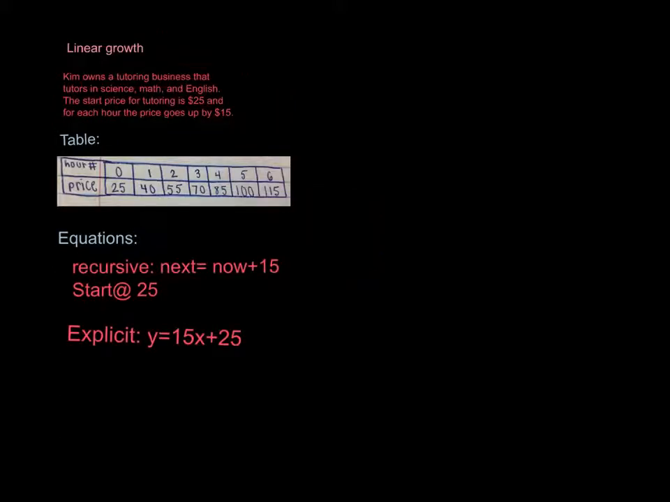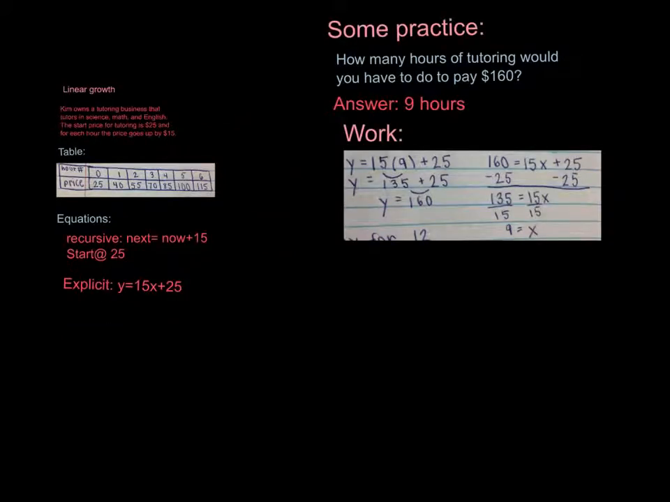Now for our equations. Our recursive equation would be next equals now plus 15, and we started at 25. Our explicit equation would be y equals 15x plus 25. Now for some extra practice. How many hours of tutoring would you have to do to pay $160? You should have gotten 9 hours. Look at the work below to see if you got the answer wrong.